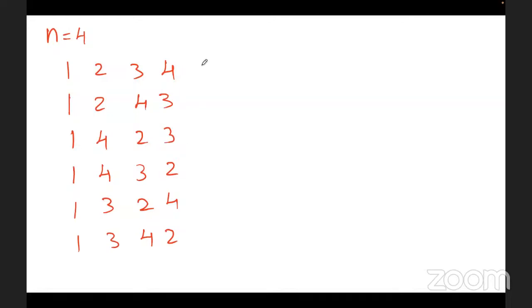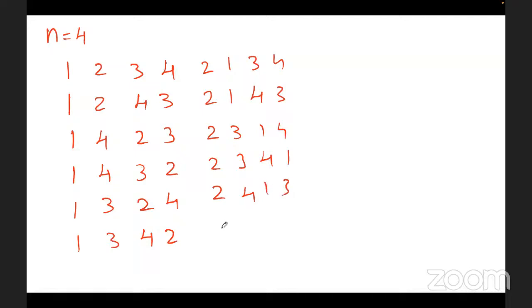Then let's take 2 as the first number. Okay, so 2, 1, 3, 4; 2, 1, 4, 3; then 2, 3, 1, 4; then 2, 3, 4, 1. Again, 2, 4, 1, 3; 2, 4, 3, 1. So these are all the next combinations. Then here, it would be 24 combinations, right?